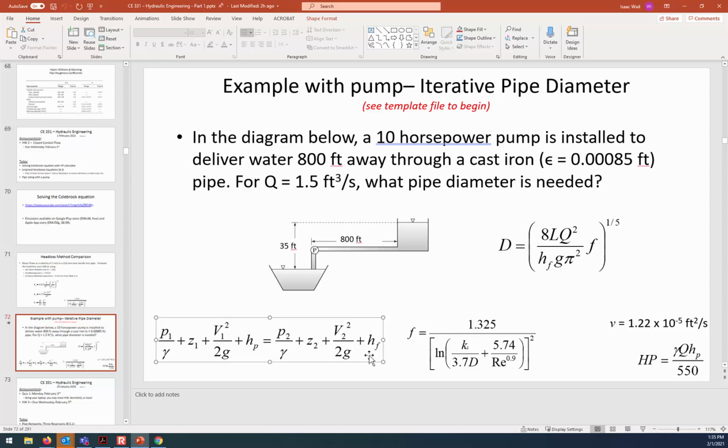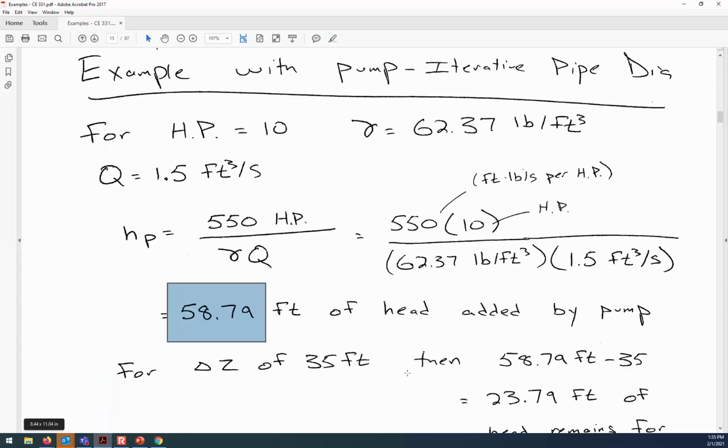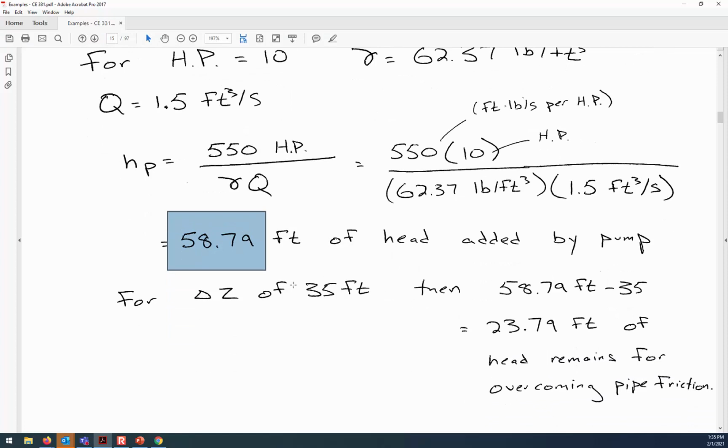You can think of it as our budget, or this is an accounting process, and if we're adding a certain amount of energy and some of that is used for the delta Z, how much is left over to spend, so to speak, on the friction loss. Okay, so we're using 35 feet of head for the delta Z, which means we've got 23.79 feet to overcome pipe friction. Any questions so far before we move to the spreadsheet part of it?